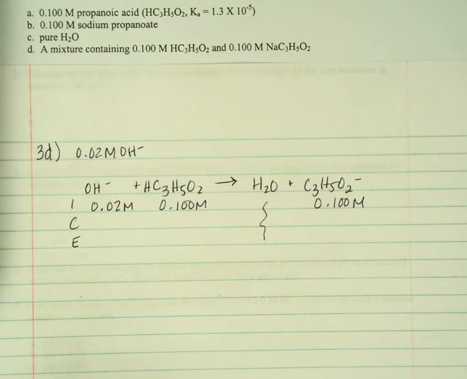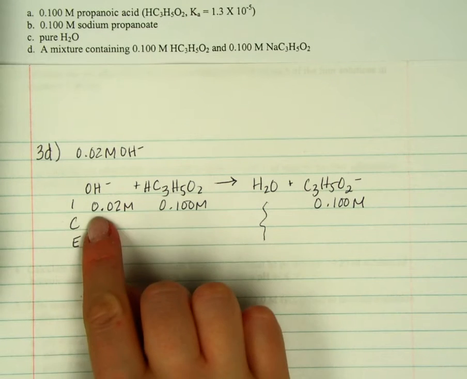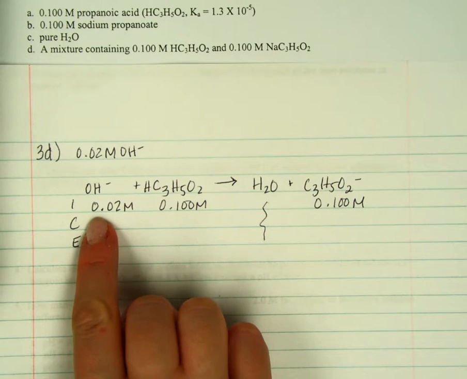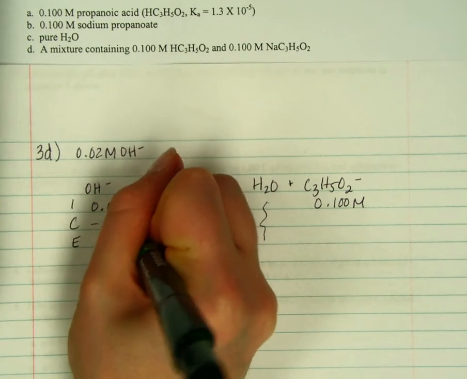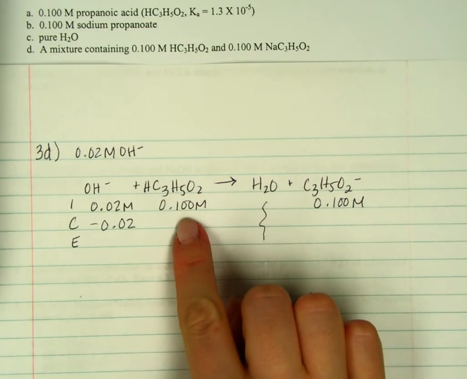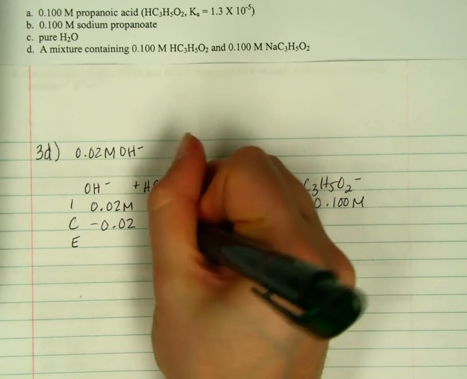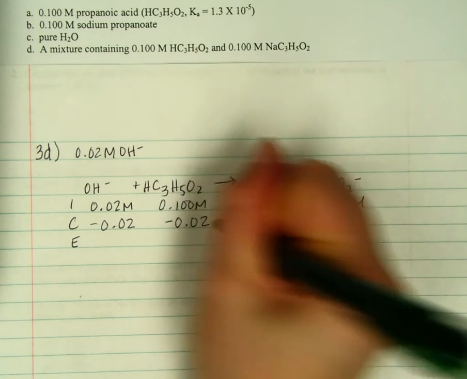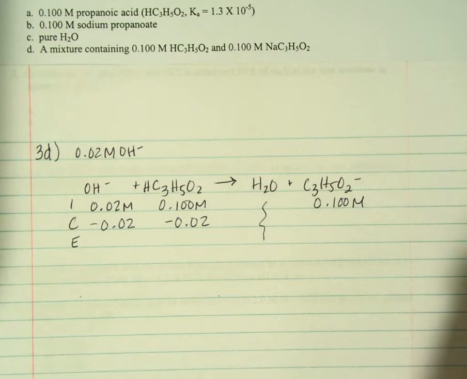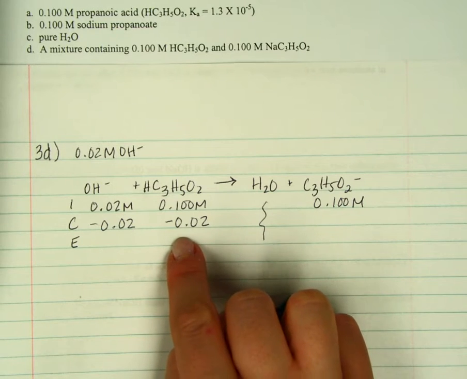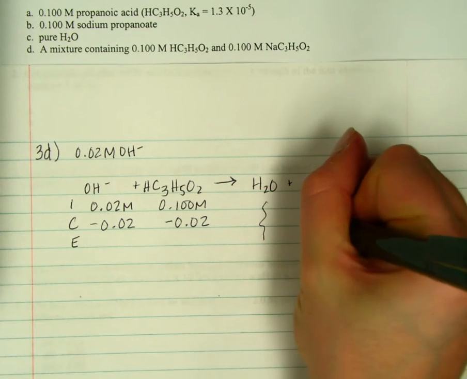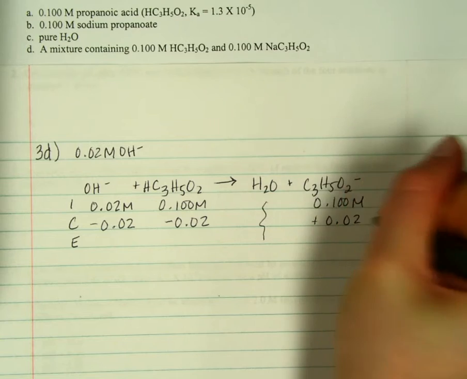And my assumption, based on the buffer, is that all the OH is going to be consumed unless it exceeds the buffer capacity. So what that means is if I take 0.02 away, I still have to be able to have enough acid to take 0.02 away. But I definitely do. What that means, this didn't exceed the buffer capacity. If this was greater than 0.1, then it would have exceeded the buffer capacity. So I'm going to add 0.02 to this side now.